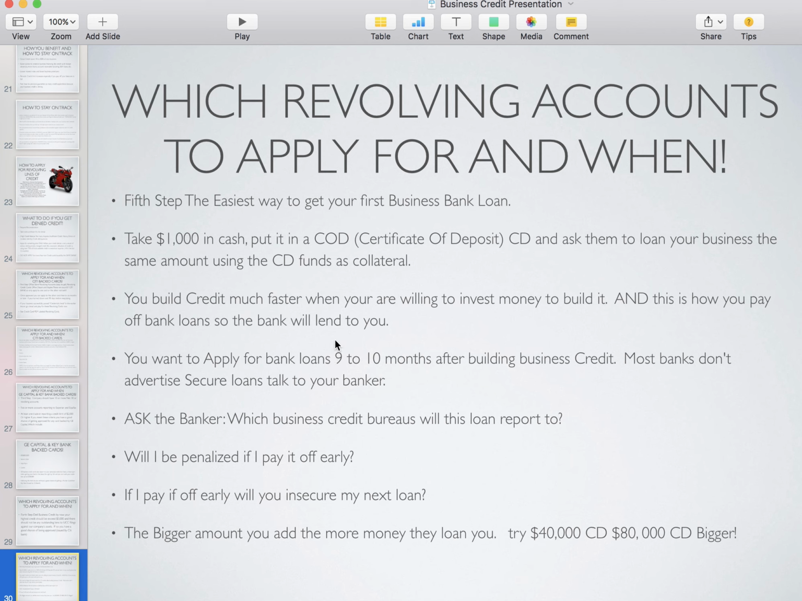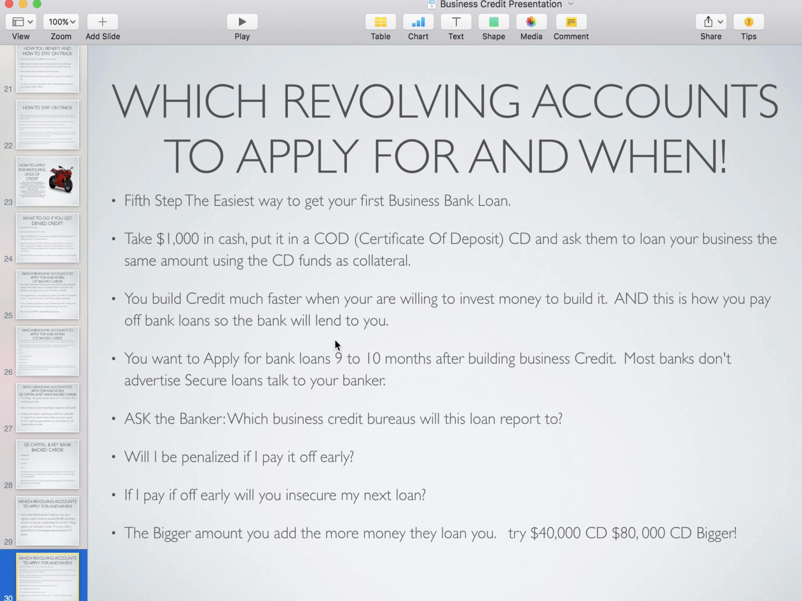Now, which revolving accounts to apply for and when? Well, guys, this is a very deep question, and it's a great question. This is step number 5. And in step number 5, this is the easiest way to get a bank loan. And here's the thing about a bank loan. You have to realize that a bank is not going to touch you in the beginning. I talk to bankers all the time, and they say, well, they don't have any experience. We can't just give them any money.